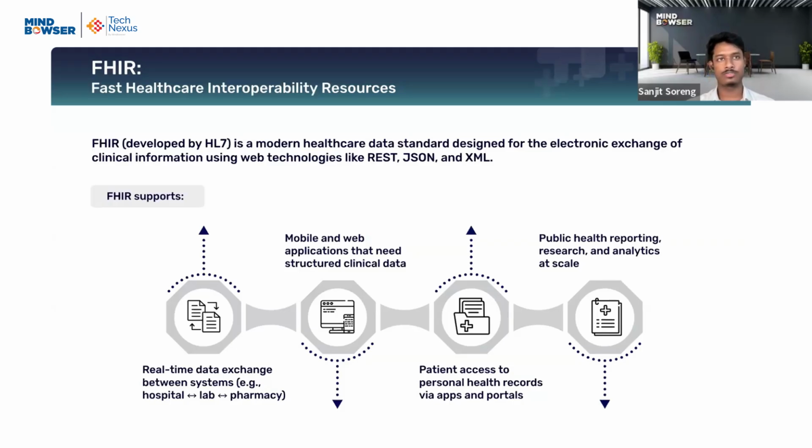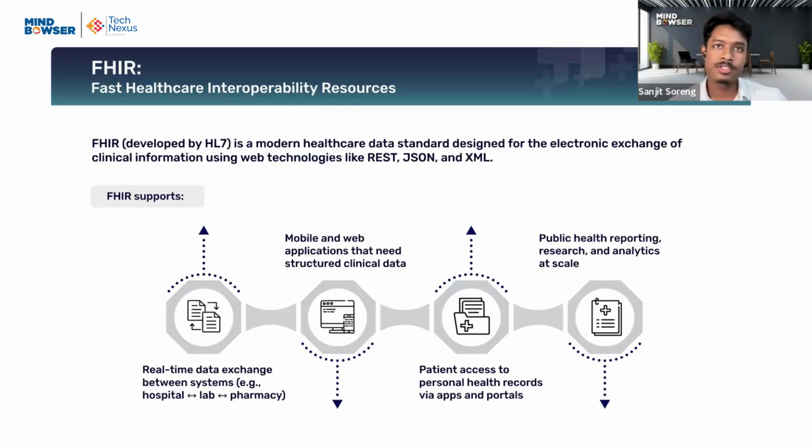Now, let's connect the dots for everything we have learned so far. Now that we understand what SMART is, a secure app launching framework, and what FHIR is, a modern standard for structured health data, it's time to see how they work together. SMART provides rules of engagement, like we already know: the authentication part, the authorization part, the launching within the EHR systems. FHIR, on the other hand, provides the content, the actual health data, in a consistent and structured format. Together, they create a powerful foundation for healthcare applications.